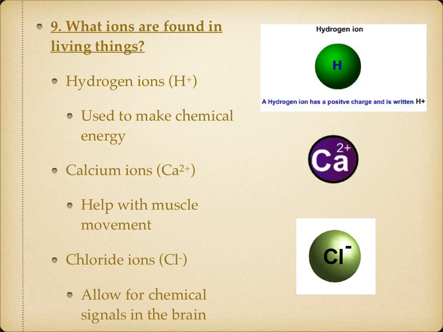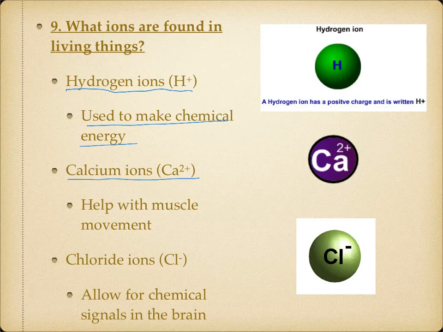What ions are found in living things? Well, there are several. We'll just mention a few here. Hydrogen ions. This would be a hydrogen ion, which, in essence, is just a proton, because hydrogen only has 1 proton and 1 electron. These are used a lot to make chemical energy, specifically the production of ATP, which is the energy carrying molecule that living things use for chemical processes.